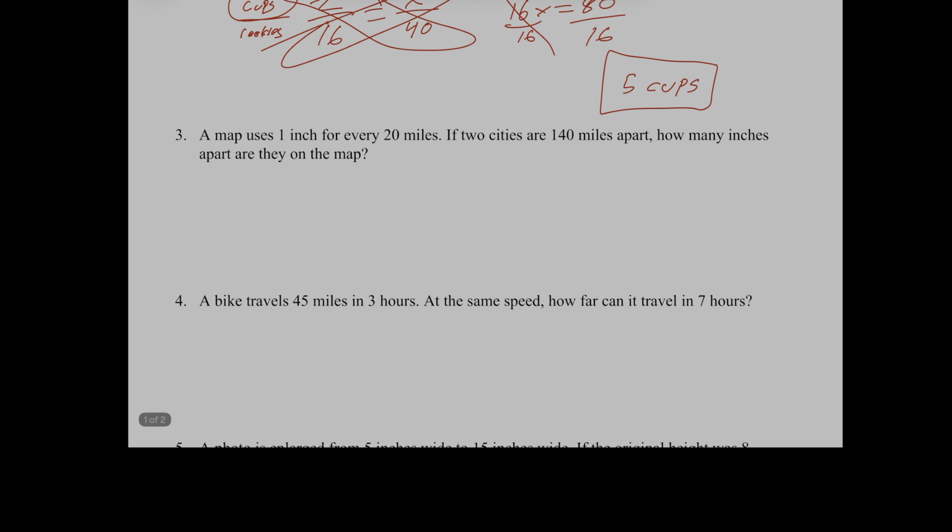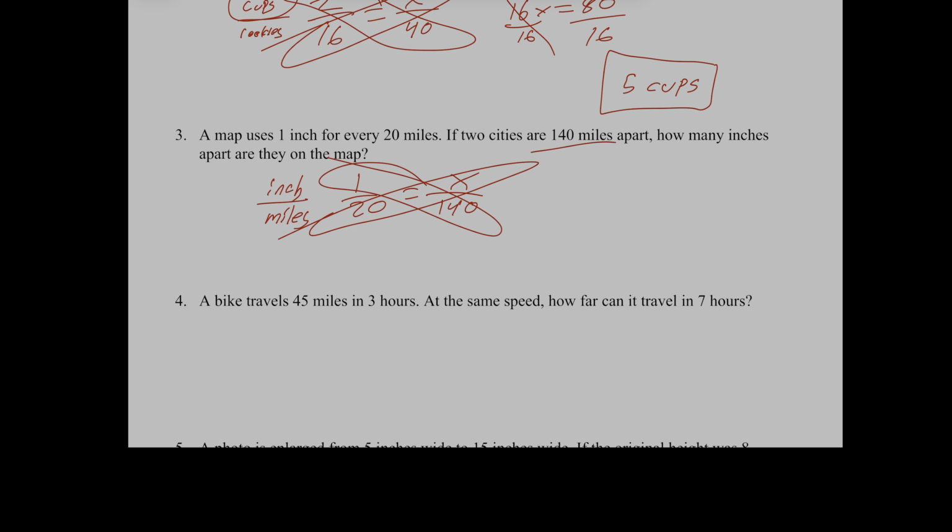All right, number 3. A map uses 1 inch for every 20 miles. So let's do this. Inch over miles. 1 inch over 20. If two cities are 140 miles apart, so what's the known? The known is the miles. Okay, so I'm going to put the known, the 140, down on the bottom on the miles. How many inches? I don't know. There's my X on the inch side. Okay, so whatever my answer is, it's going to be whatever inches.